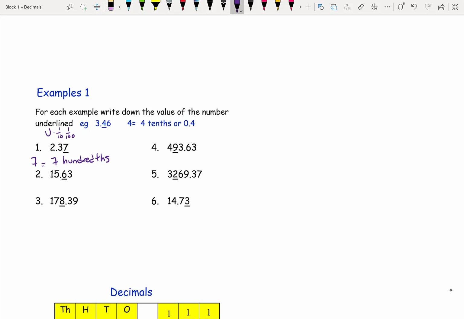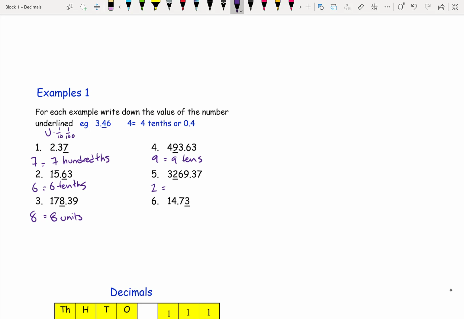Moving down to the next one, which column is my 6 in? Well, it's in the tenths column. So 6 here is equal to 6 tenths. One below that, I'm looking at the 8. Now it's in the units column, so it's 8 units. Moving across to the fourth one, the 9. It's in the tens column, so we've got 9 tens.